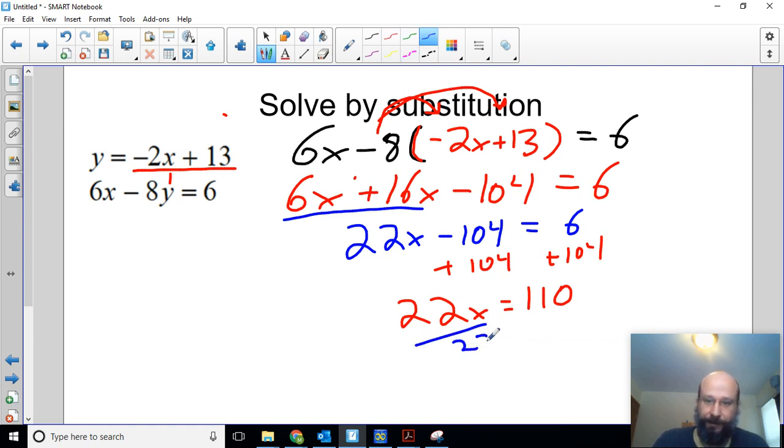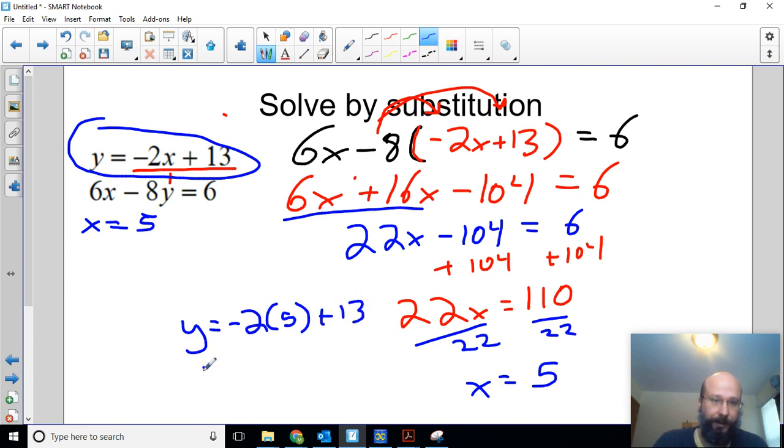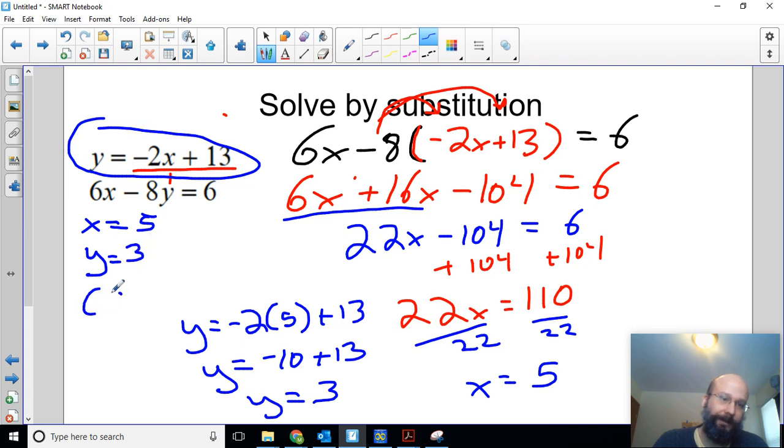Divide both sides by 22. x equals 5. So now I know what my x equals. I'm going to take this one, and I'm going to replace this x with the 5 that we just found. So y equals negative 2 times 5 plus 13. y equals negative 10 plus 13. y equals 3. So my answer here is 5, 3 as an ordered pair.